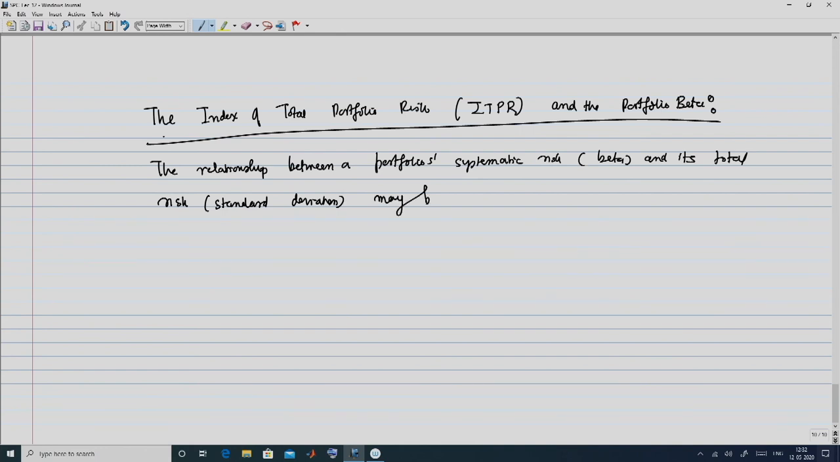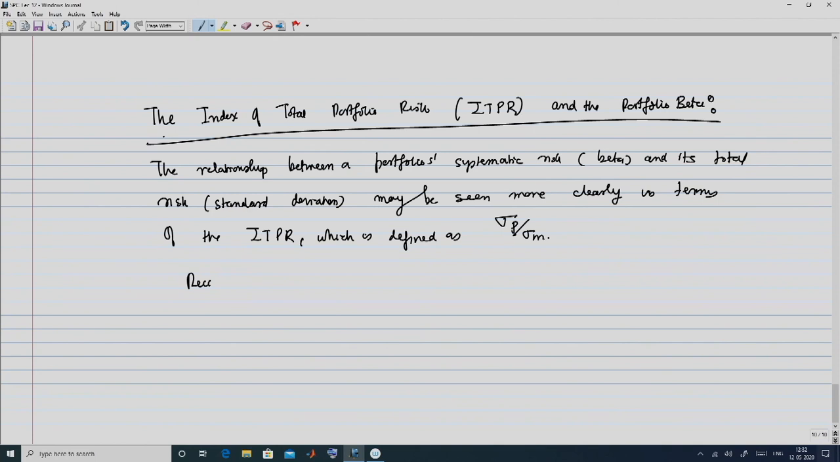may be seen more clearly in terms of the ITPR, which is defined as sigma p over sigma m. So, in some sense, it is an indicator of the risk of the portfolio vis-a-vis the risk of the market portfolio as given by the standard deviation, which is what is known as the total risk.